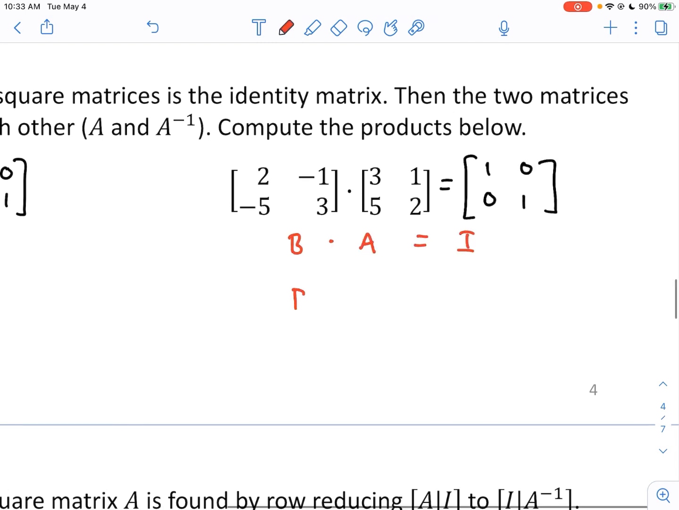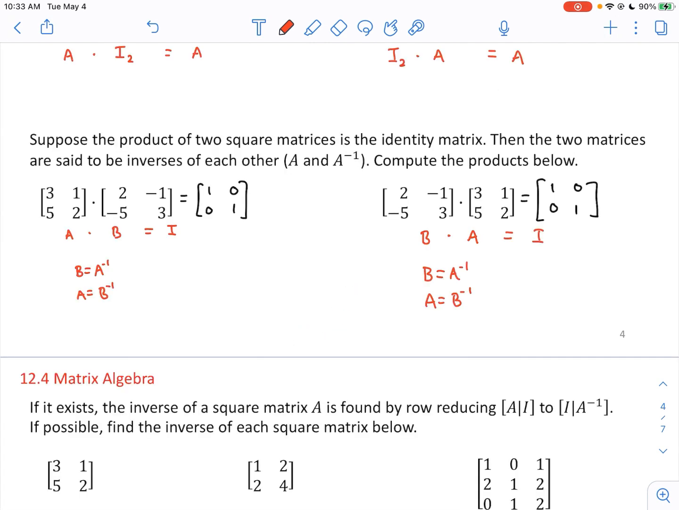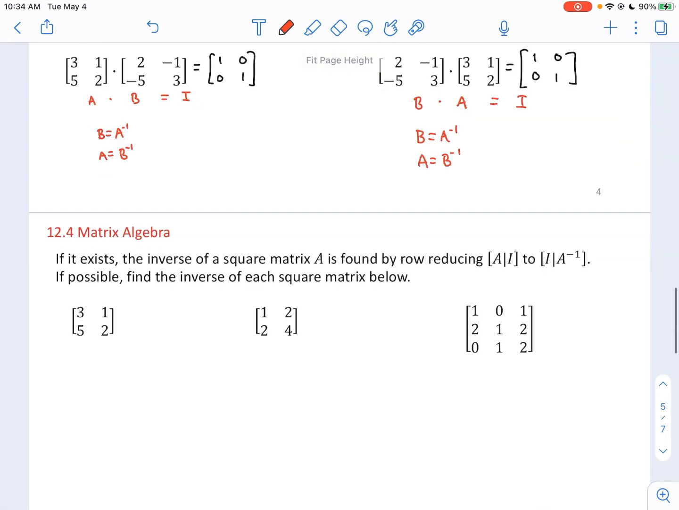And when that happens, we can say that B is A inverse, or we can say that A is B inverse. It doesn't really matter. So this also shows us that when you multiply two inverse matrices, you will get the identity matrix as the product, but also that the product of inverse matrices also commutes. So A times its inverse will be the identity, as will its inverse times A.